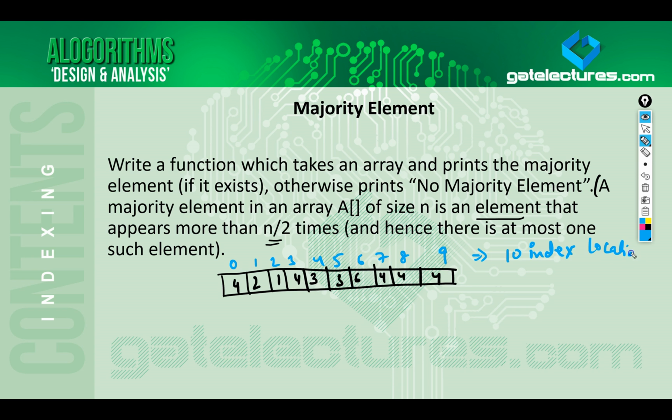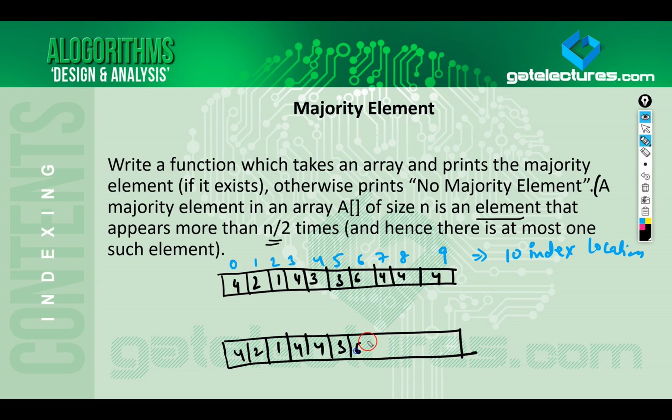Now let us take one more array for example purposes. The second array is like this: 4, 2, 1, 4, 4, 3, 6, 4, 4, 4. Again, the index locations are 0, 1, 2, 3, 4, 5, 6, 7, 8 and 9. Again, there are a total of 10 index locations.